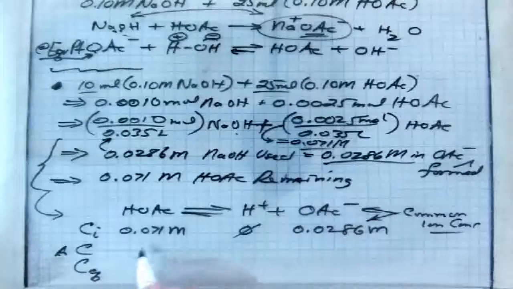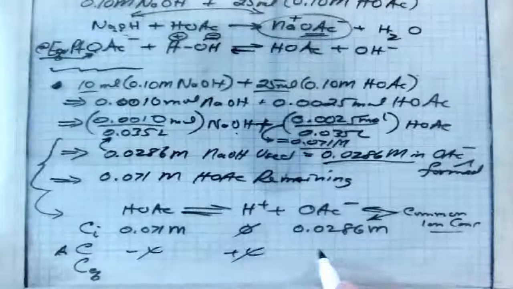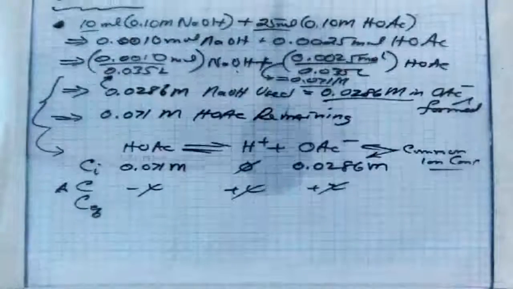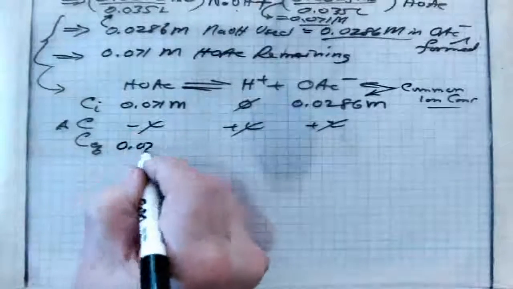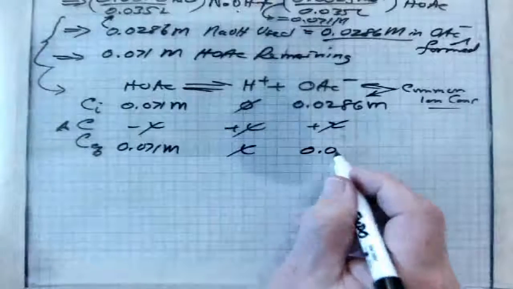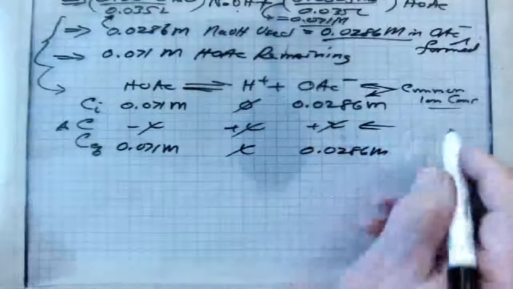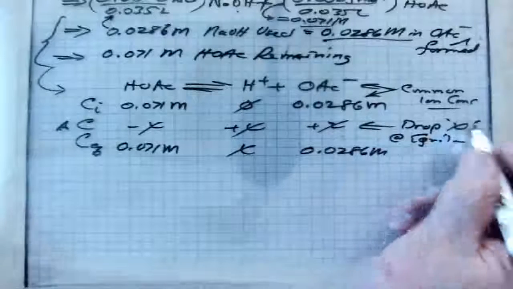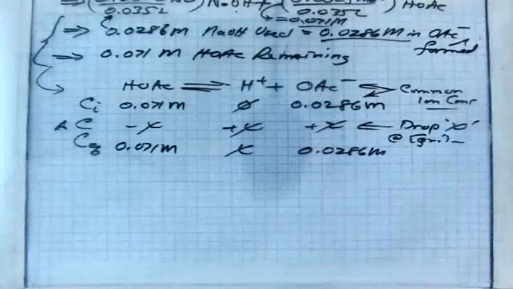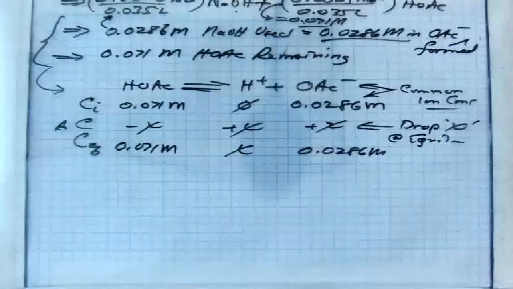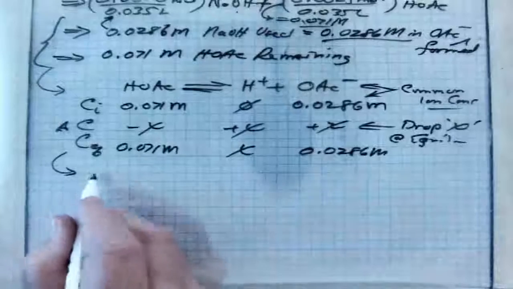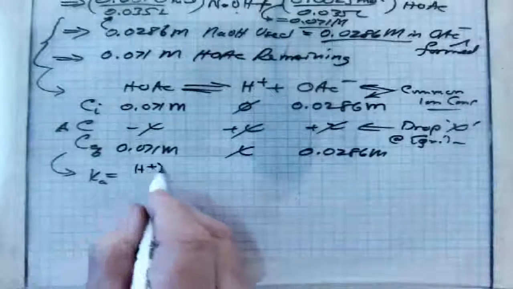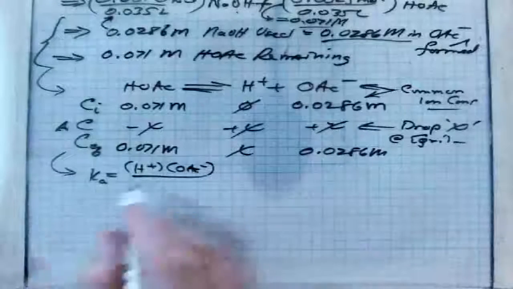Then you go through your changes to get to equilibrium and apply this to your equilibrium expression. So minus X, plus X, plus X, and you can drop that X now, with 0.071 molar and 0.0286 molar. Because when you get to that point, that common ion is going to reduce the extent of reaction. So if you can drop it in pure water, you can certainly drop it in the presence of a common ion. And so from here, Ka equals H times OAc, forgive my symbology lack.